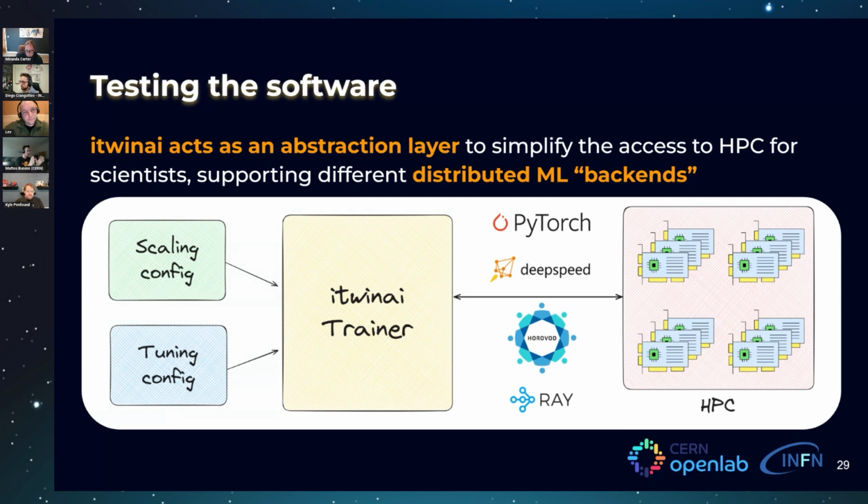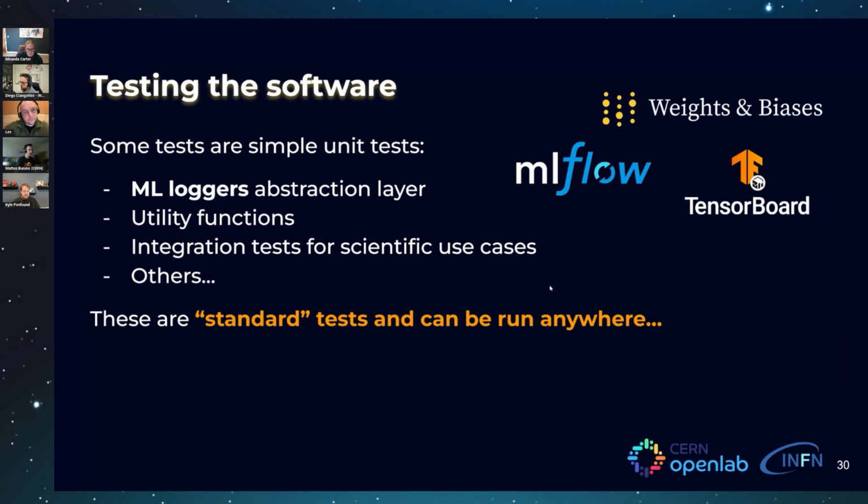So for us, it's very important to ensure that this yellow box is always consistent and that we're not introducing bugs or inefficiencies. First of all, of course, we run some tests, and some of them are easy to run because they are fairly simple. For instance, we have an abstraction for loggers. This can be run on your laptop.